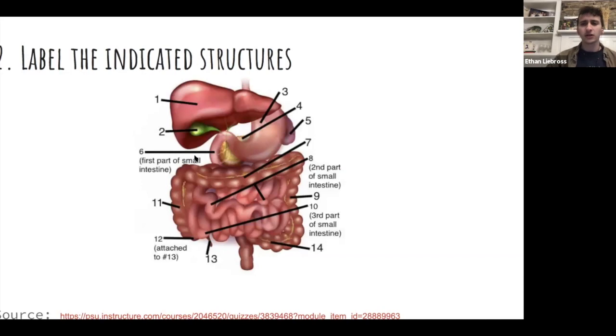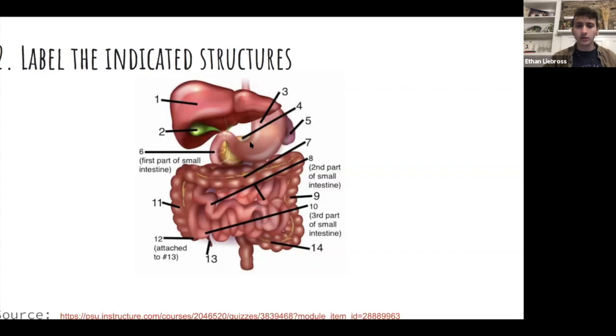So here we have to also label these indicated structures. So number one, this big, large structure on the right side of the human body is the liver. Right below it, this green sac is the gallbladder. Number three, this structure here, you may recognize, it's the stomach.